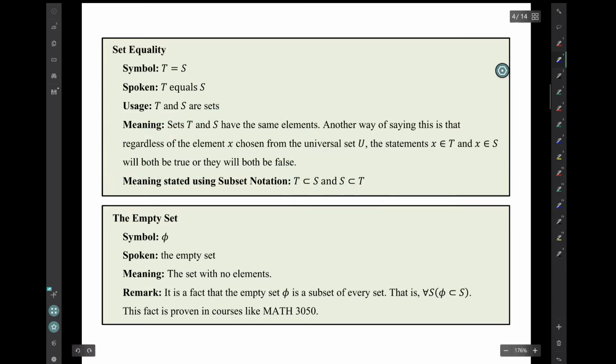The empty set is denoted by this symbol, which is spoken phi, the Greek letter. It's the set with no elements. Now, it's a fact that the empty set, phi, is a subset of every set. That is, for every set S, phi is a subset of S. This fact is proven in courses like Math 3050. I won't prove it here.